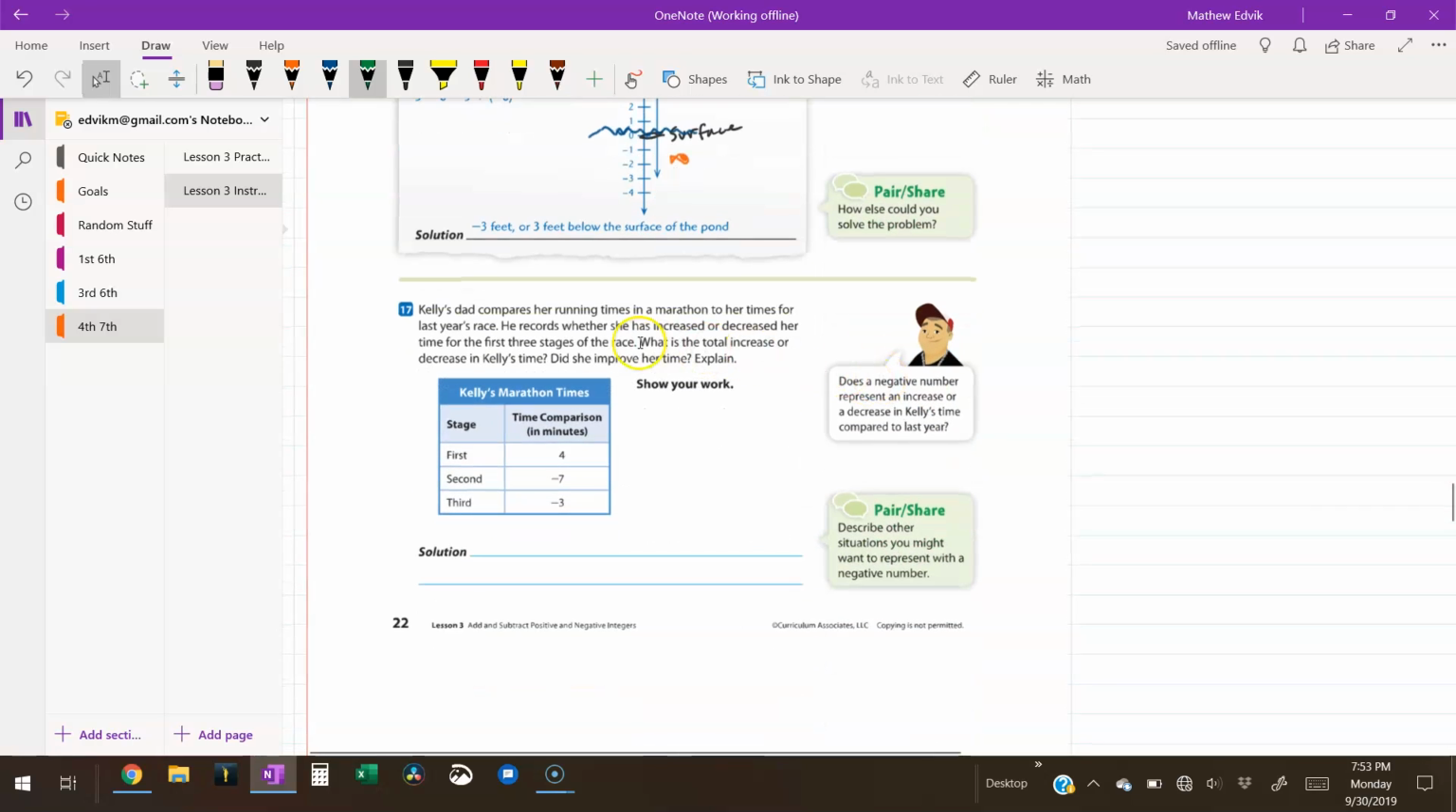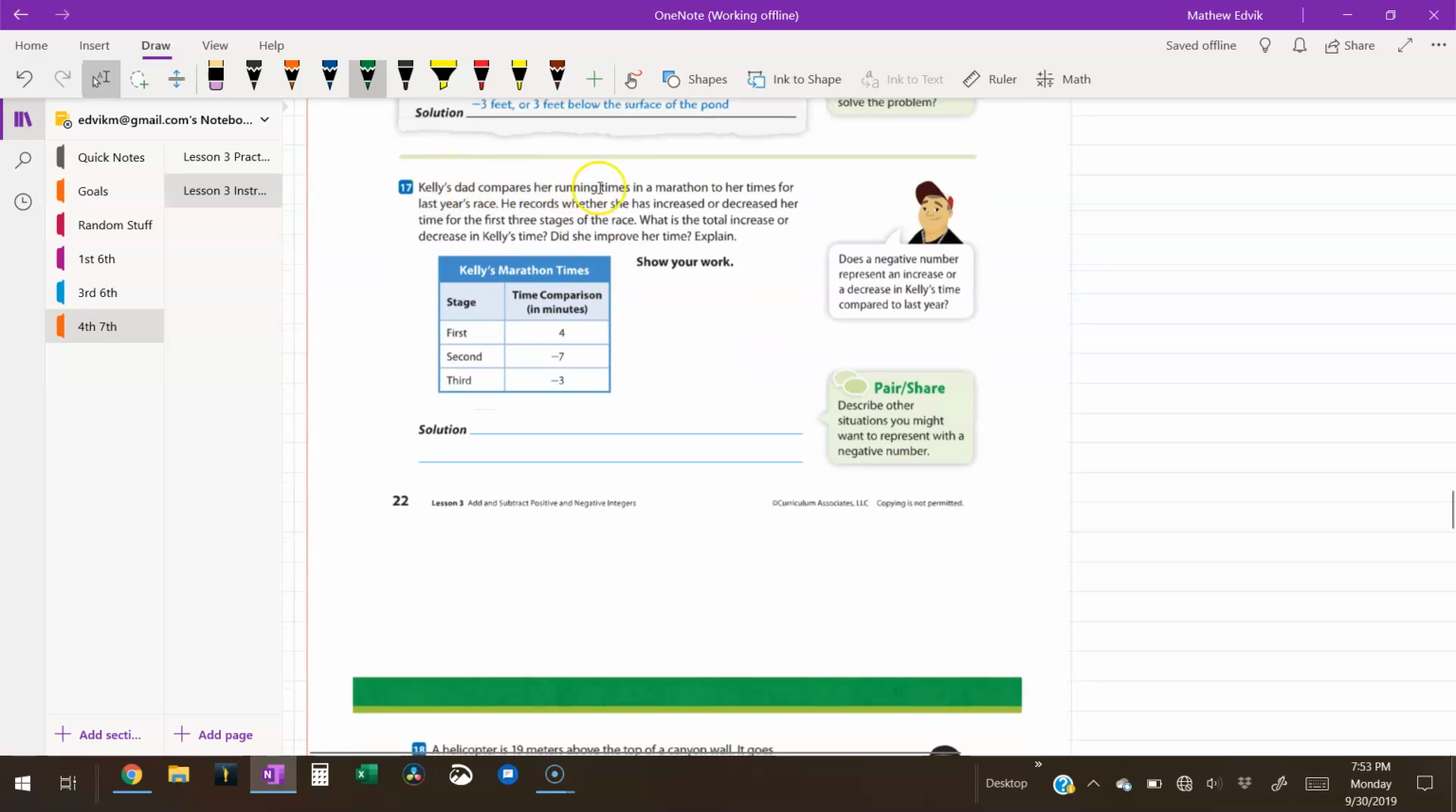Okay, so let's look at number 17. Kelly's dad compares her running times in a marathon to her times for last year's race. He records whether she has increased or decreased for the first 3 stages of the race. What is the total increase or decrease in Kelly's time? Did she improve in her time?